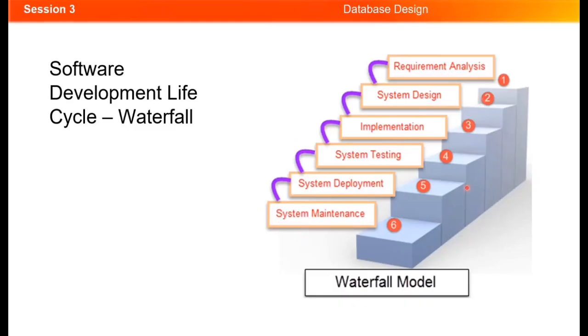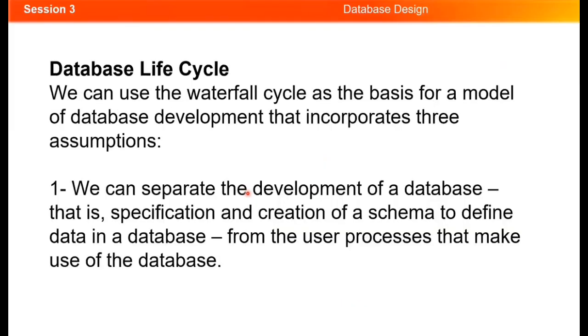With the waterfall process, typically there is one iteration with phases. Here are the phases: requirements analysis, system design, implementation, system testing, system deployment, and system maintenance. And this does work. It's not bad, but there are obviously many success stories with an Agile approach as well.